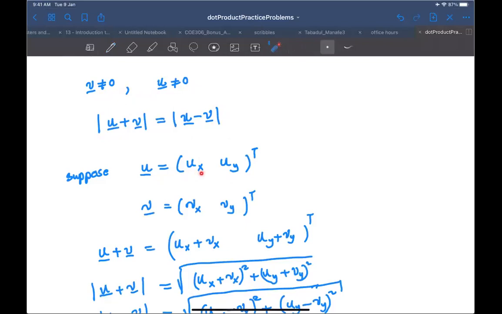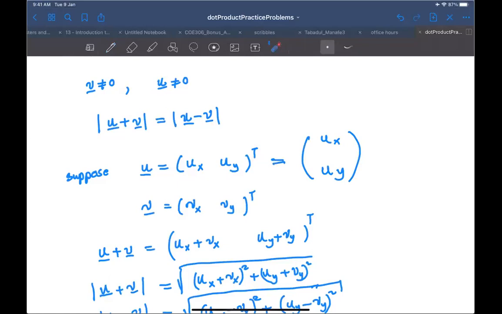So my U has two components, Ux and Uy, and this is a transpose symbol. It means that this is a column vector, not a row vector. Transpose means that this is Ux, Uy. All right. And V the same. Let's suppose that V is Vx and Vy.